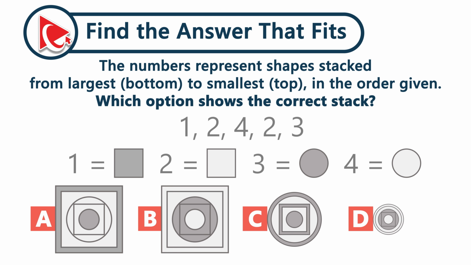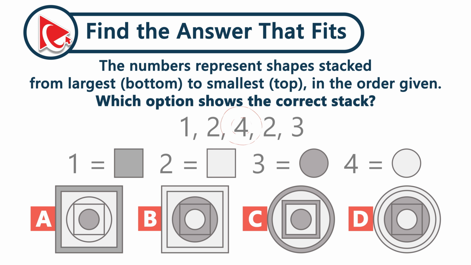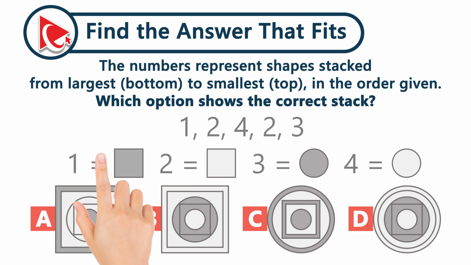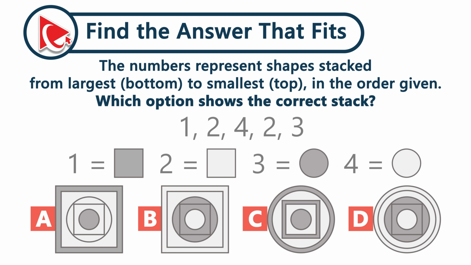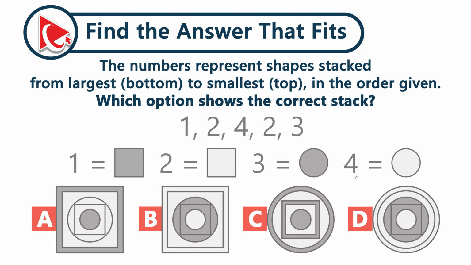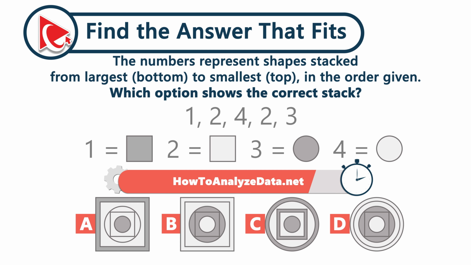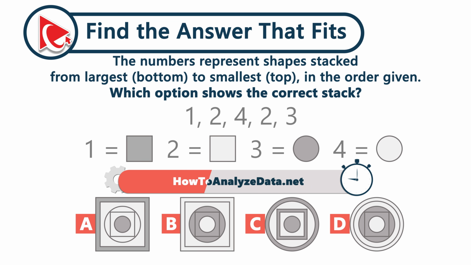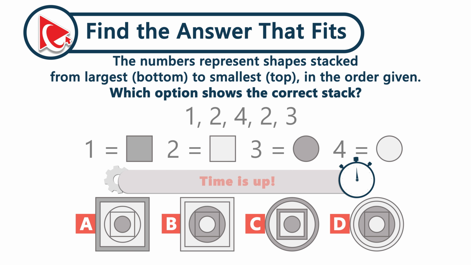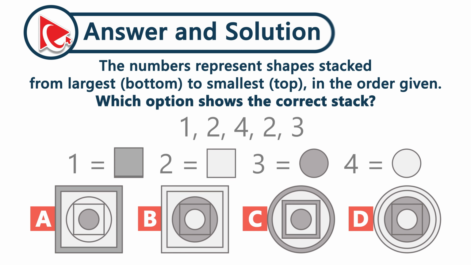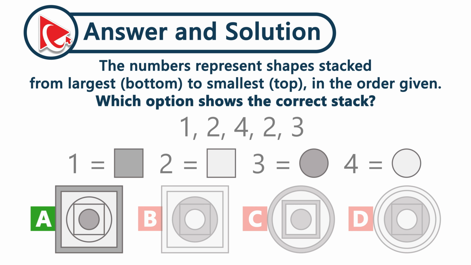In this question, you're given a code 1, 2, 4, 2, 3, and each number maps to a unique shape. Your task: visualize the stack largest to smallest and spot the right result. Did you figure it out? Dark square is on the bottom, a soft light circle is in the middle, and finally, a bold dark circle is on the top. Which option captures the perfect stack? The correct answer here is choice A.